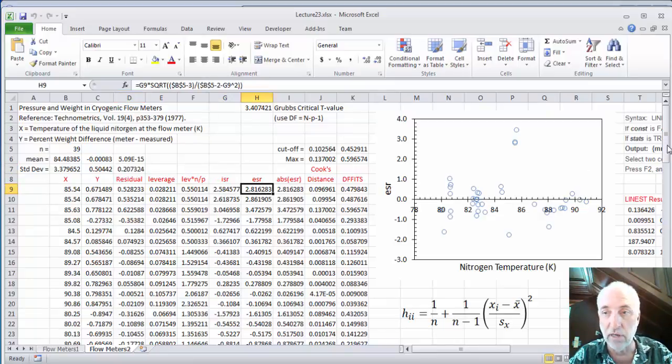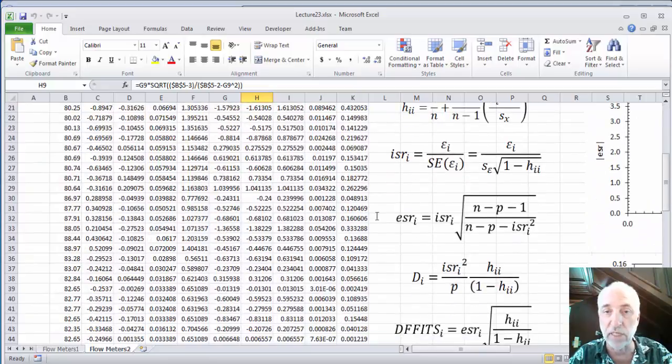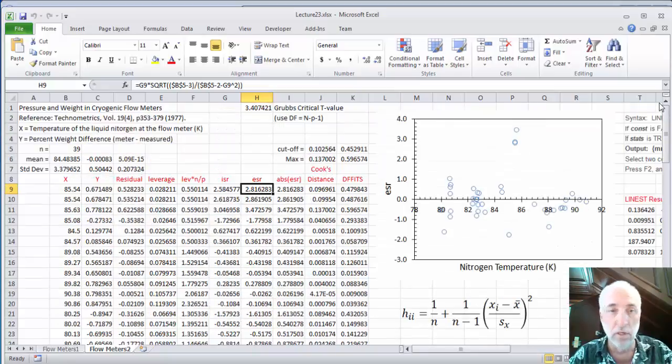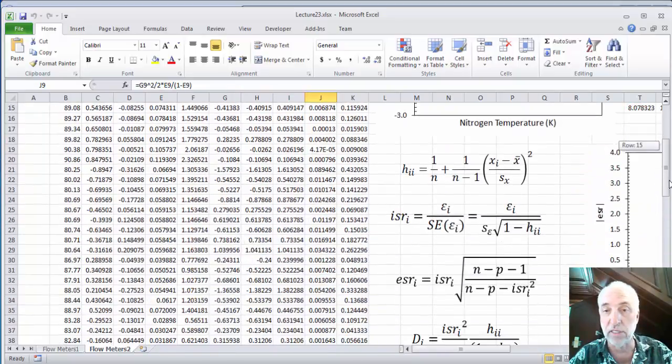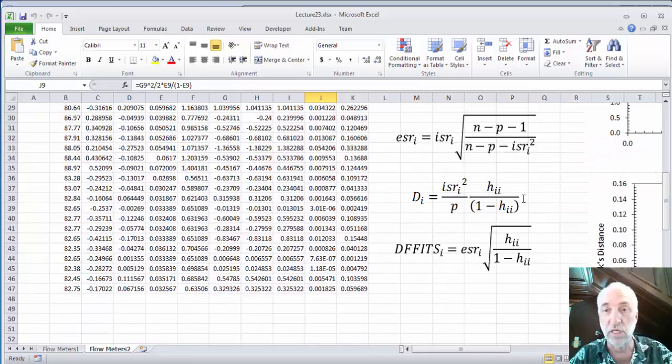We can calculate the ESR. I've pasted the formula for ESR from the class notes into the spreadsheet so you can see it. The spreadsheet, by the way, will also be available on the class website for you to download and play around with yourself. The absolute value of the ESR we'll use for graphing. We can also calculate the Cook's distance, again using the formula from the notes. You see that it's related to the ISR squared and the leverage. And finally, the DFFITS is related to the ESR as well.